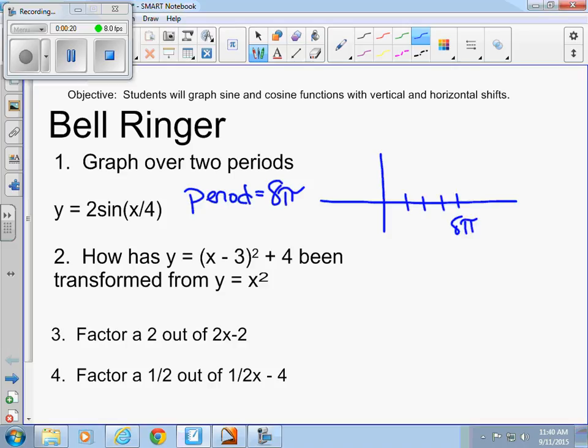I would make 8 pi my fourth tick mark. My height would be 2. Are we getting pretty good at these? Let's say over 2 periods, so I need to go backwards. Forwards.